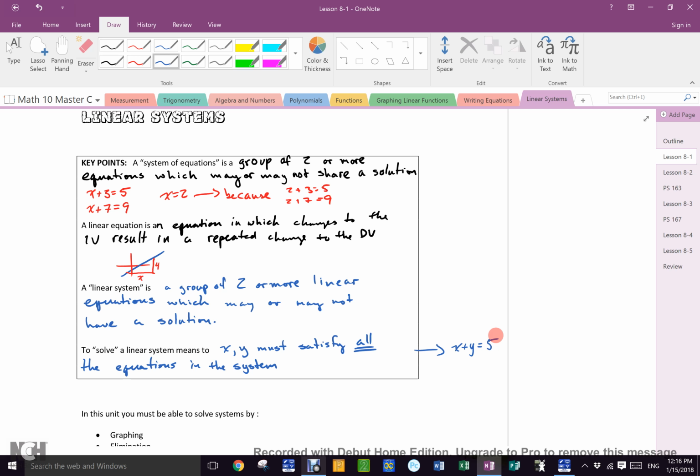Okay. Now, is that a system right now? Why not? No. Because I only have one equation. Now, if I write another equation, do I now have my group? Okay. So now I'm going to try this.